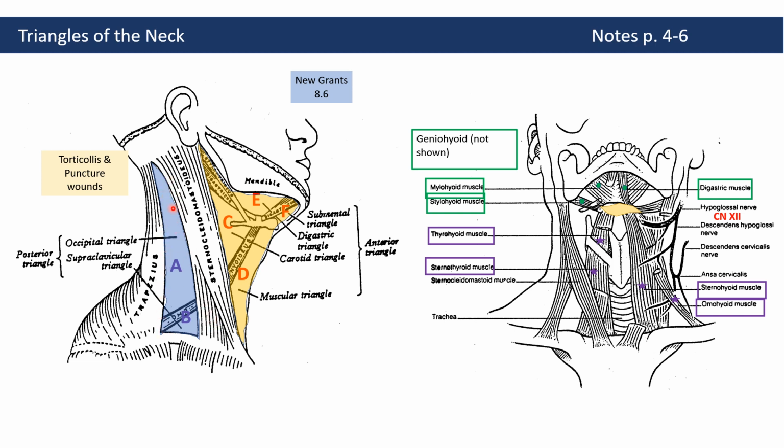In the posterior triangle shown here, I want you to recall the image of the green investing layer of deep cervical fascia that we saw in the image of the columns in previous slides. And remember that investing layer of fascia encloses the trapezius and then combines again to go around the sternocleidomastoid and meet anteriorly. So the roof of this posterior triangle is that green layer of investing cervical fascia.